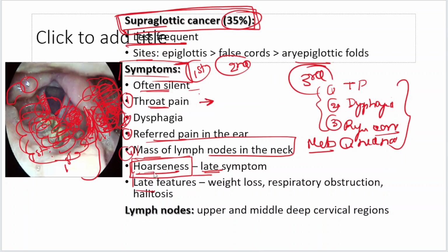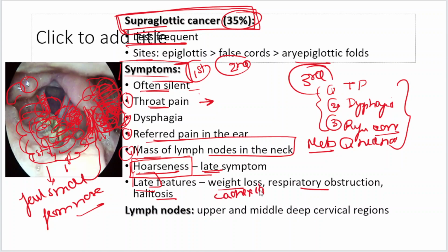Late features: distant metastasis. The patient has already gone into the liver or into the lungs, and the patient can have weight loss, respiratory obstruction, and halitosis. Halitosis because there is so much dead tissue here that the patient is going to present with foul smell from the nose. Okay, so these are the late features. Weight loss means the patient is already having cachexia. So you can expect that the patient is having distant metastasis, respiratory obstruction, and halitosis. These are the late features.